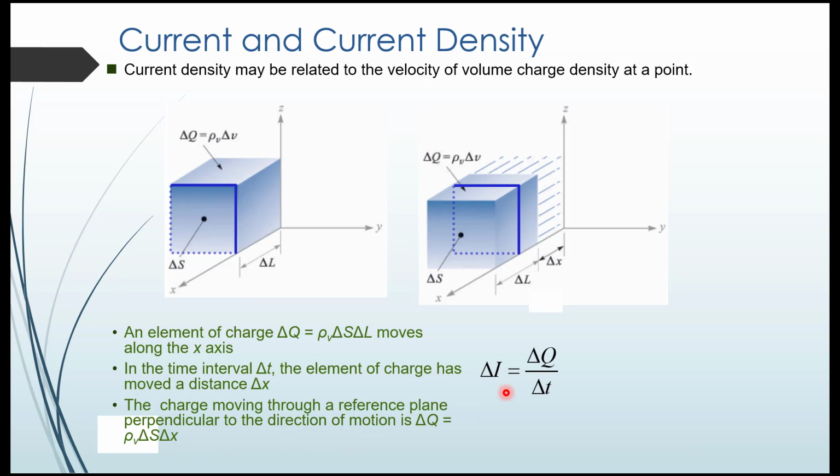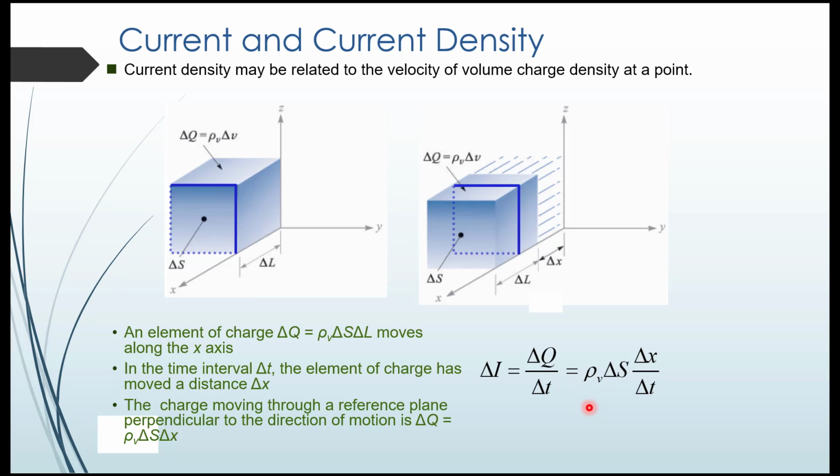Therefore we can write delta I is equal to delta q divided by delta t. This is an already known equation to us. If I replace this delta q by rho v into delta s into delta x, then it will become rho v into delta s multiplied by delta x divided by delta t, where delta x divided by delta t is the velocity of the movement of this volume.